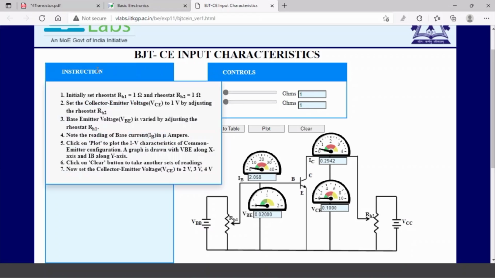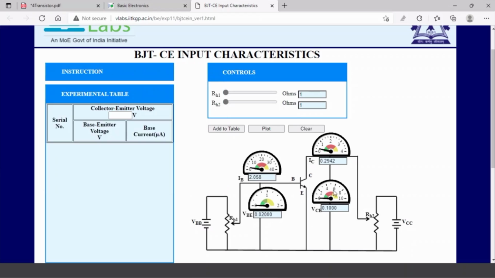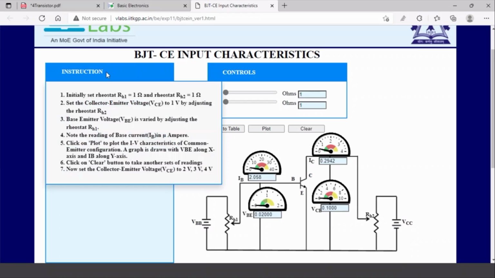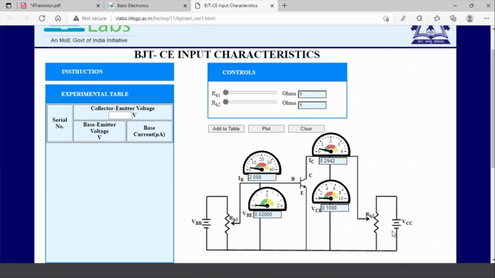Second is set the collector emitter voltage VCE to 1 volt by adjusting RH2. That means this VCE voltmeter is now reading 0.1. You have to make it 1 volt by adjusting this RH2. By varying this, you have to check when it becomes 1 volt. You can see that whenever I vary this, VCE also varies. Now it has become 1 volt. We have set the value of RH2.